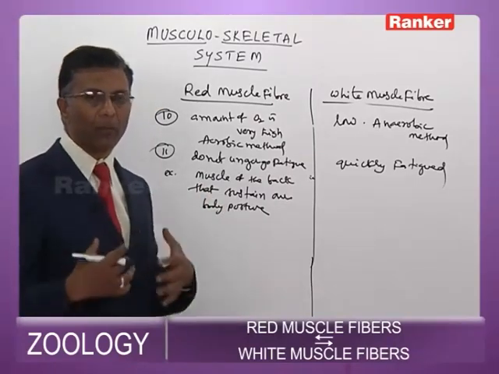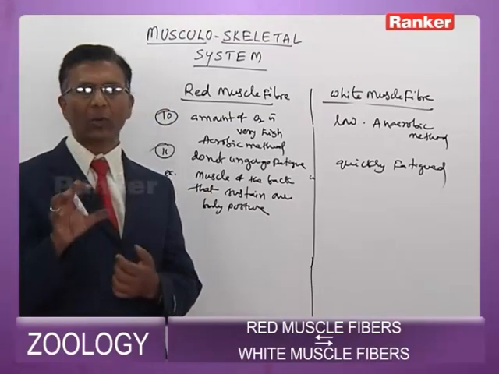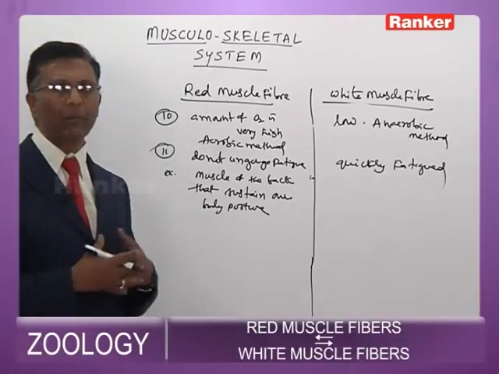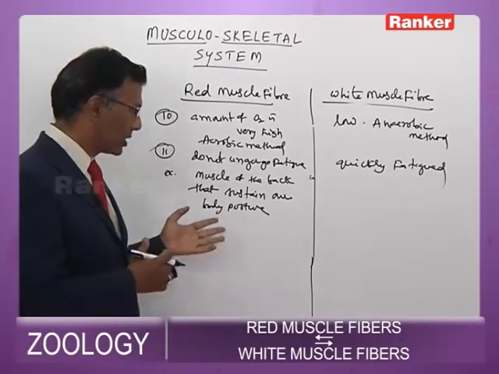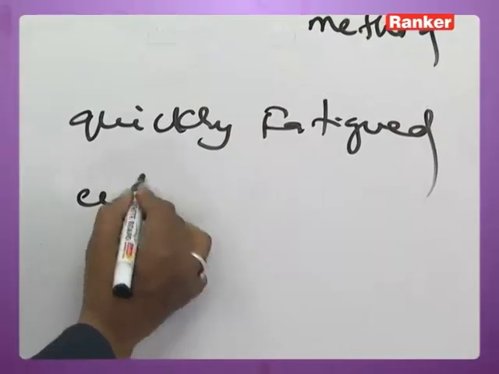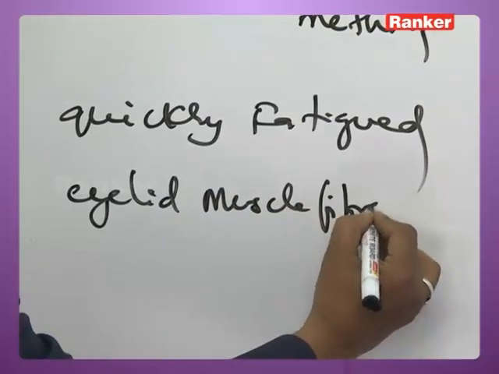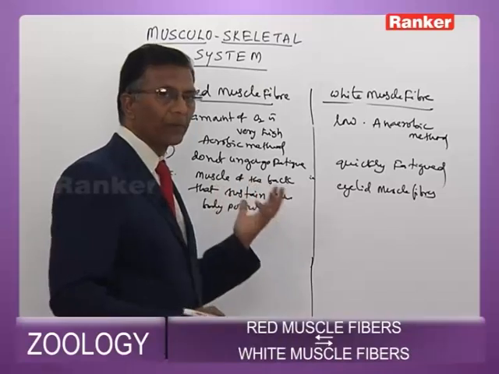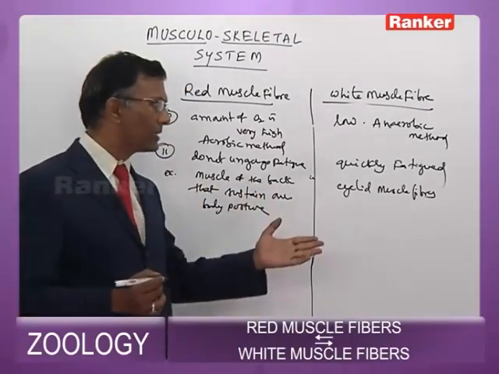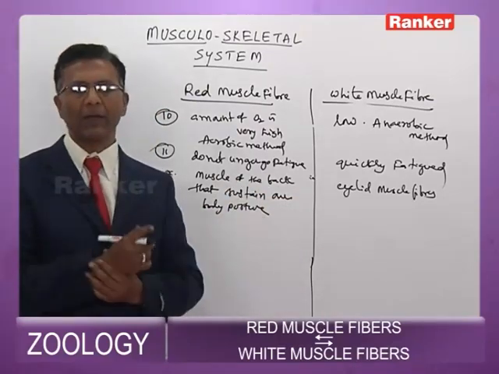You are able to stand and sit because of contraction of the muscles of the back. They contract very slowly and remain in the contractile phase for a long period, and thereby enable you to maintain body posture. So they are all red muscle fibers. Whereas the eyelid muscle fibers are white muscle fibers, because contractions are very fast and rapid. The muscles present in the back are red muscle fibers.